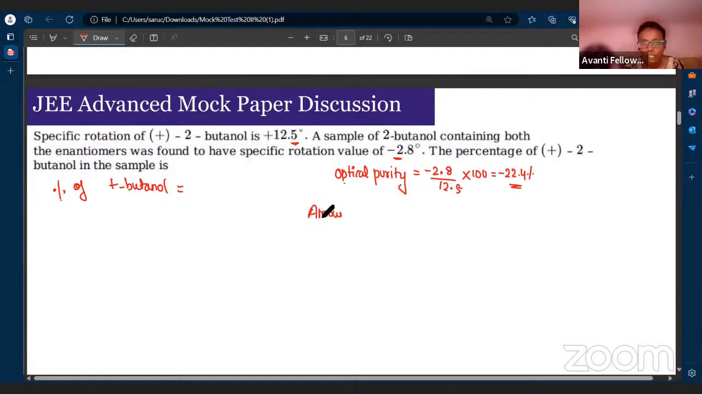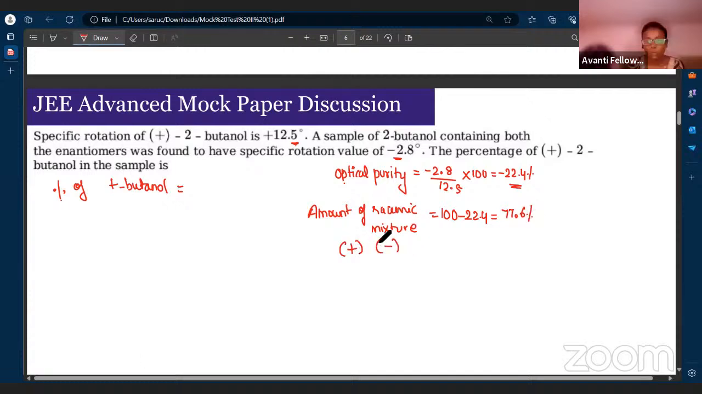So the amount of racemic mixture is equal to 100 minus the optical purity, 22.4. So 100 minus 22.4 is going to be 77.6%. 77.6% is the amount of racemic mixture. Now the racemic mixture will contain both plus and minus.